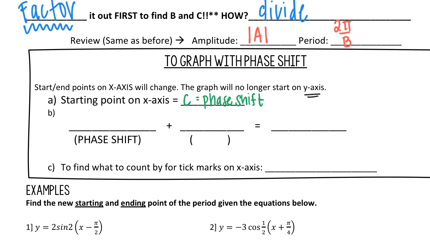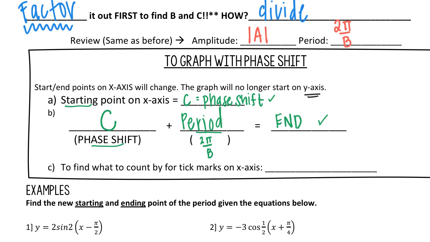To find where you end on the x-axis, you take your phase shift, c, and you take the length of time that it takes for a whole sine or cosine curve to complete, which is what we call the period. To find the period, remember, it's just 2 pi divided by b, and that will give you your end point on your x-axis. So starting point is whatever your phase shift is, ending point is your phase shift plus your period. That gets you to your end.